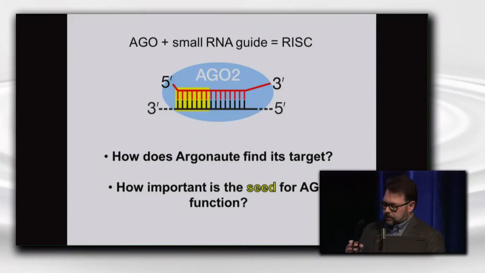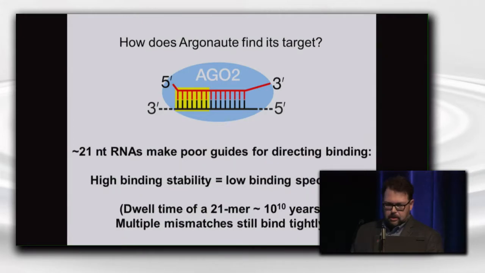And the other question we wanted to ask is about the seed region of the guide strand. As you all know, the seed region is a special region in the small RNAs that is important for microRNA binding. And so we wanted to answer the question about the function of the seed, how it is formed, and what it does really. So let's start with the first question. How does Argonaute use the guide strand to find its target?